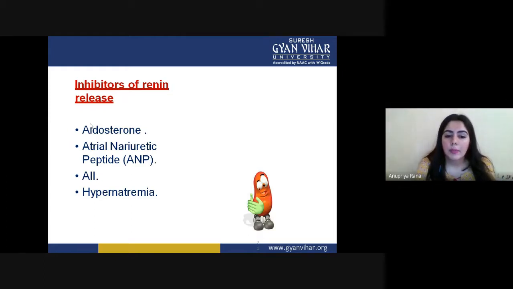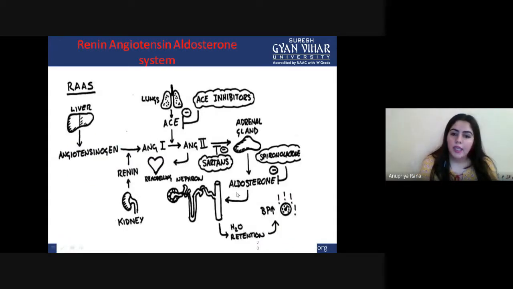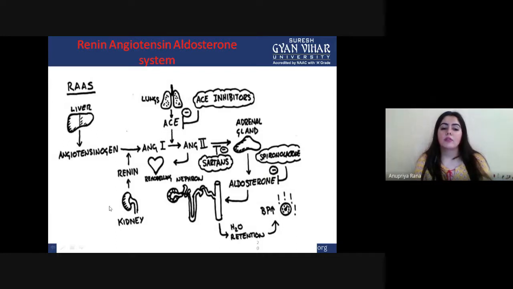Also hypernatremia. So hypernatremia, aldosterone, ANP, and all these can collectively or individually inhibit renin release. If the aldosterone goes inside the nephron, as you already saw here, and goes into the collecting duct, then the kidney stops producing renin. But if the liver produces angiotensin, that stimulates the kidney to produce renin. So one is the stimulator and the other is the inhibitor.